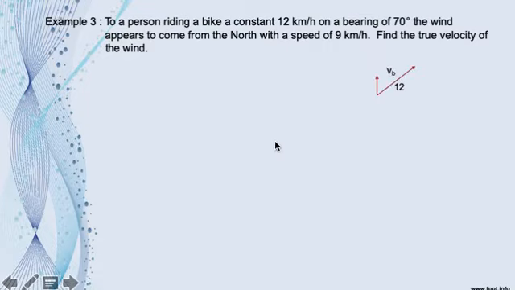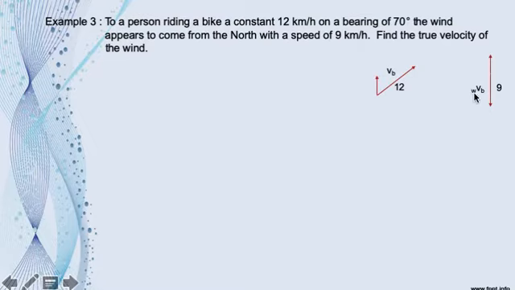All right, so let's start off with the person, 12 kilometers per hour on a bearing of 70, okay? And then it says that the wind appears to come from the north. Now remember, when you're doing these, coming from the north means it's actually going south. So always be careful when it says coming from the north, it means the opposite of what you expect. Always be careful when you're talking about wind. So the wind is coming from the north, and remember that's what it appears to be doing.